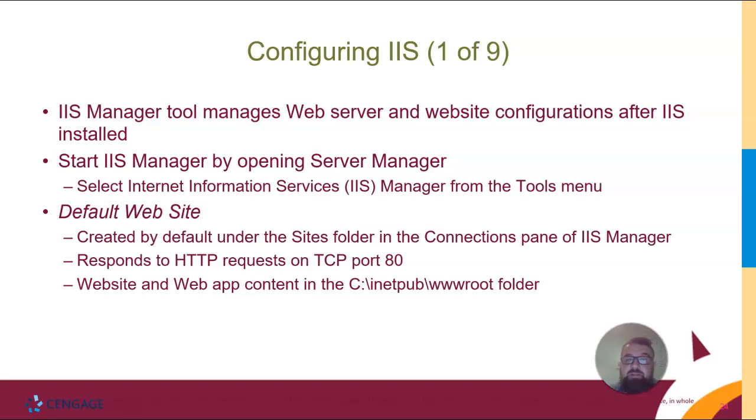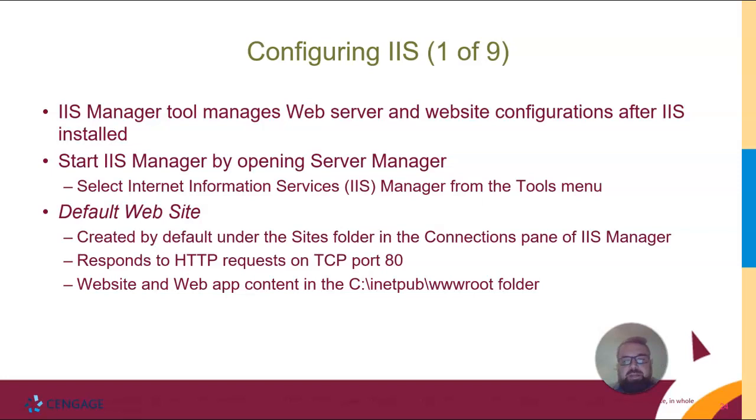It's created by default under the sites. It responds to HTTP requests on TCP port 80. This is not good, so you'll want to change that immediately when you spin up a new server and install IIS. Usually I change it to like 9999, because whenever you install a web application, you're going to create a new site for that.